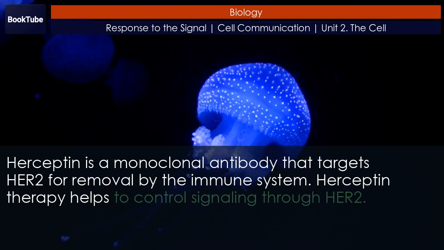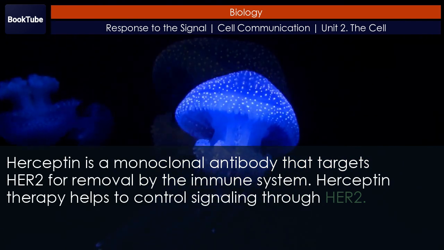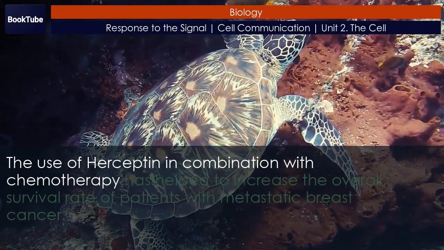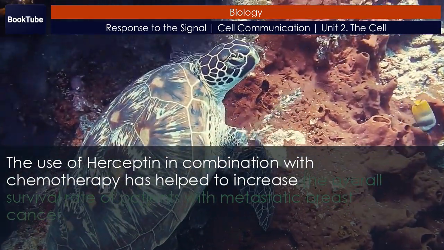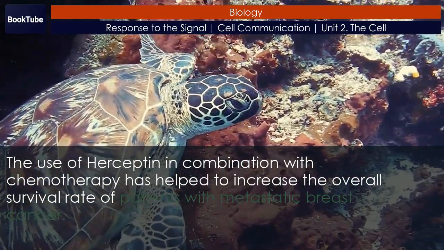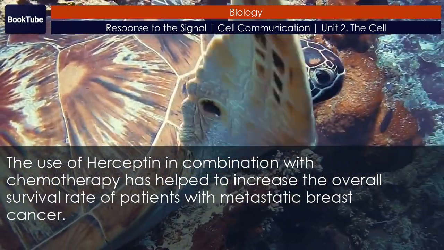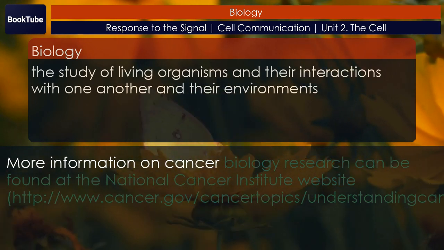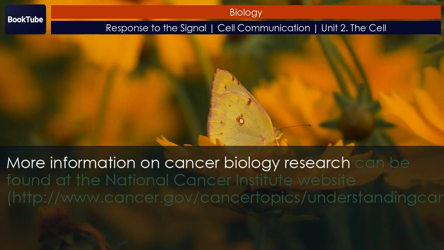Herceptin therapy helps to control signaling through HER2. The use of Herceptin in combination with chemotherapy has helped to increase the overall survival rate of patients with metastatic breast cancer. More information on cancer biology research can be found at the National Cancer Institute website.